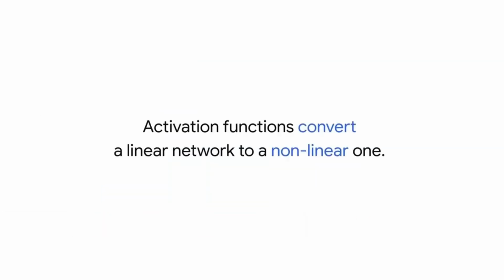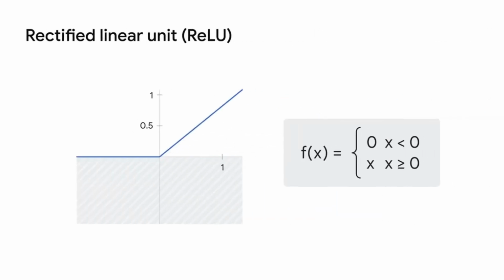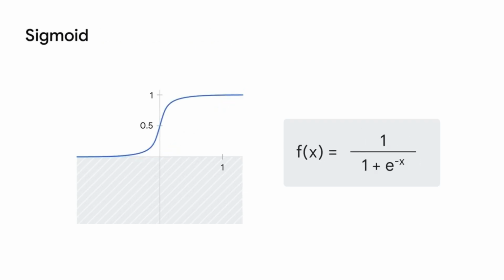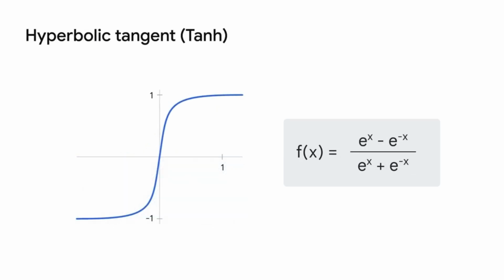That's why you must use activation functions to convert a linear network to a nonlinear one. What are widely used activation functions? You can use the rectified linear unit, or ReLU function, which turns an input value to 0 if it's negative or keeps the original value if it's positive. You can use the sigmoid function, which turns the input to a value between 0 and 1. And the hyperbolic tangent, or tanh function, which shifts the sigmoid curve and generates a value between -1 and +1.